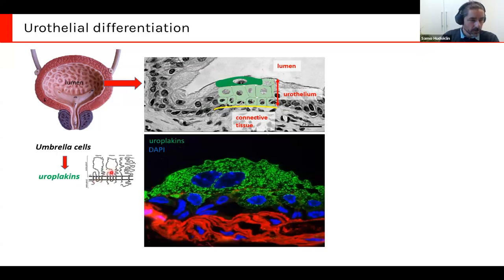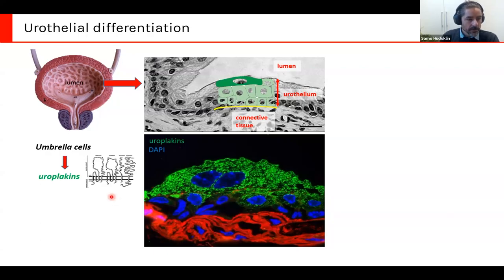And those umbrella cells are actually characterized by special transmembrane proteins called uroplakins. Those uroplakins, you can see them here in green. This is the umbrella cell. And here below are intermediate cells and basal cells. And here is the connective tissue.